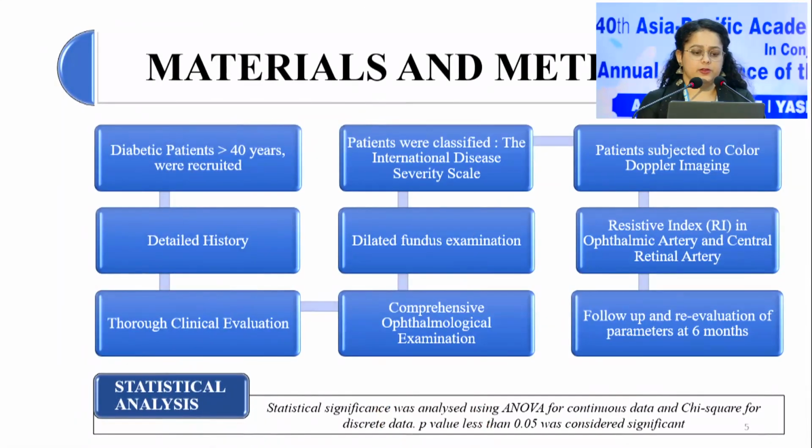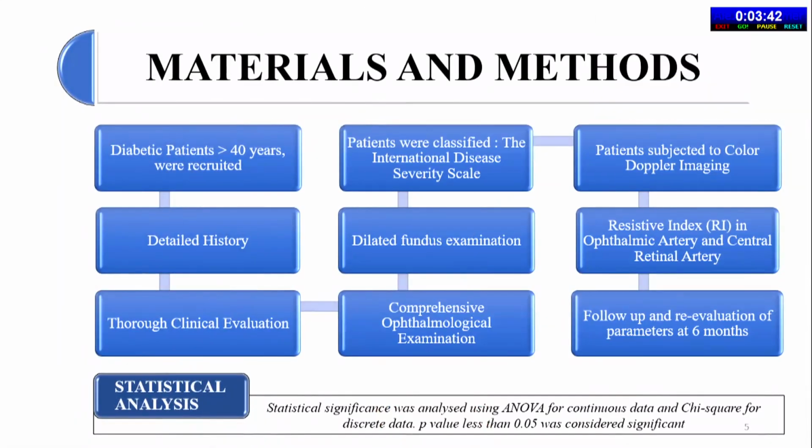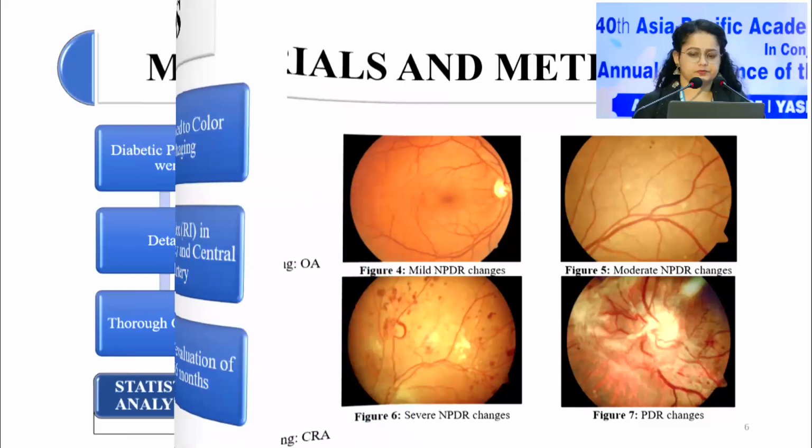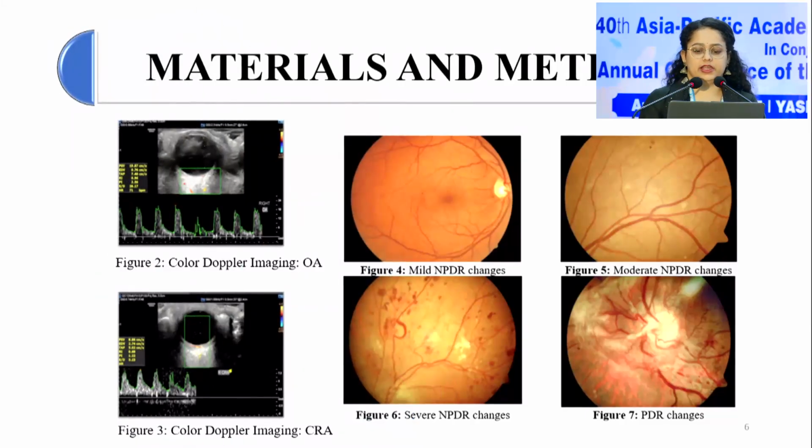Briefly about the methodology, all the patients more than 40 years of age were recruited. A detailed history was taken, clinical examination was done, and a dilated fundus examination along with a digital fundus photo was documented for each and every patient. The patients were then classified according to the International Disease Severity Scale, and also they were subjected to color Doppler imaging where different parameters were assessed. So here on the right hand side we have the digital fundus photographs, and on the left hand side we can see the color Doppler imaging.